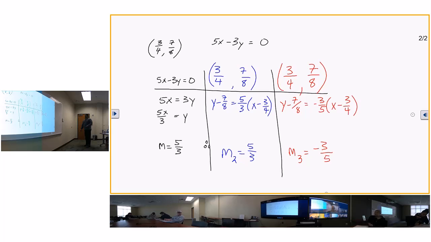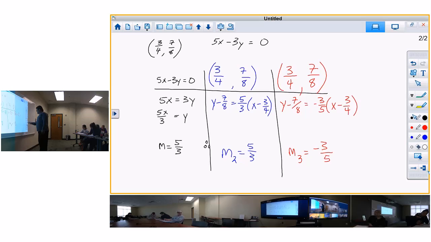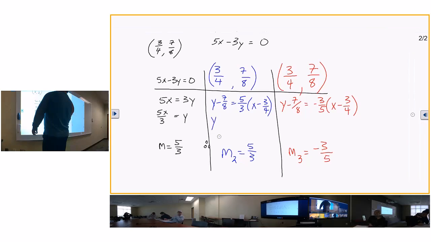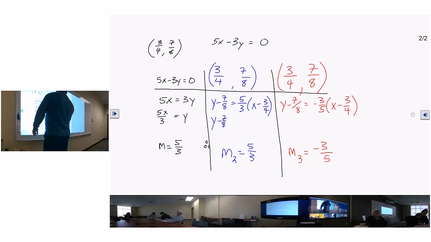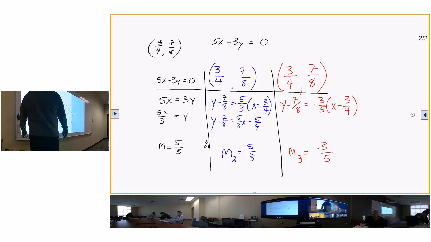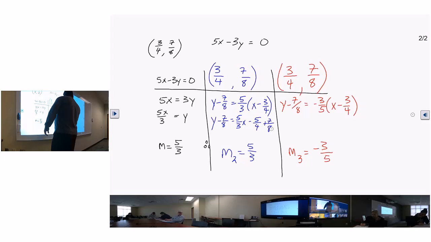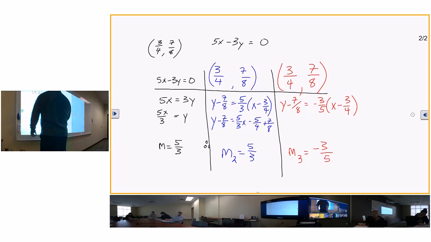All y'all gotta do now is algebra. That's the hard part, because y'all can't read. Can't make change either. So y minus 7/8 is equal to 5/3 x minus 5/4. Because what happens to the 3's? They cancel. Bring over the 7/8. We've got to have a common what? Denominator, for the 4 and the 8.